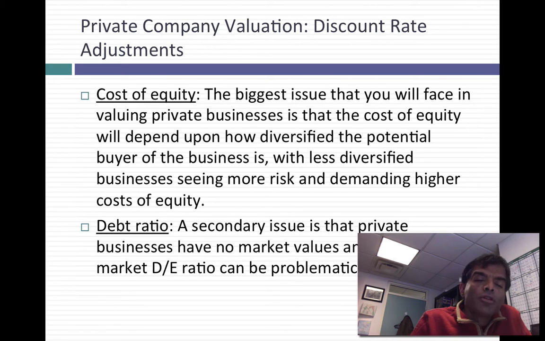On the debt ratio, with public companies, we always use a market debt ratio. With the private company, we don't have a market debt or a market equity, so we might cheat and use an industry average or a target debt ratio, or we might even do it by iteration. Though there's no way I can ask you to do that on a quiz. You don't have enough time to iterate. But I might give you the industry average debt ratio and make you use it.